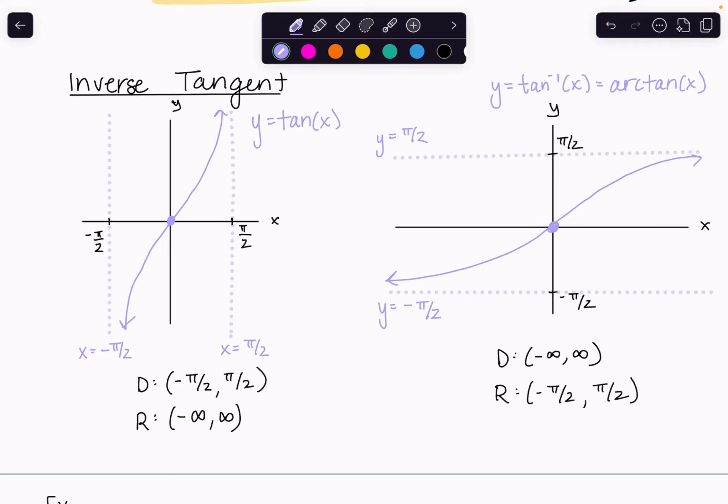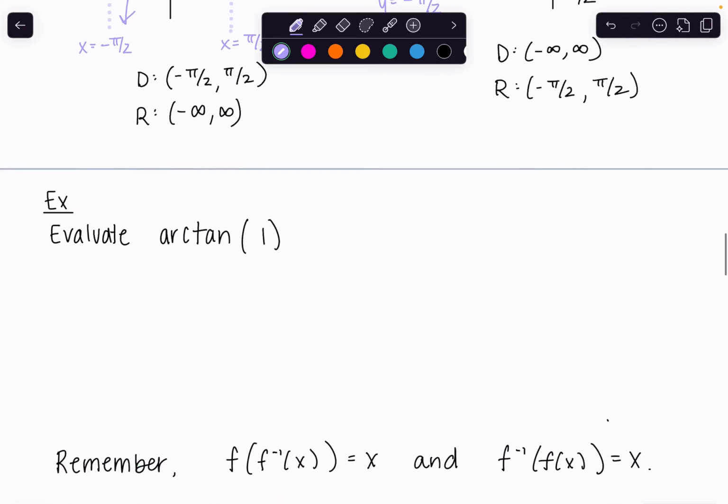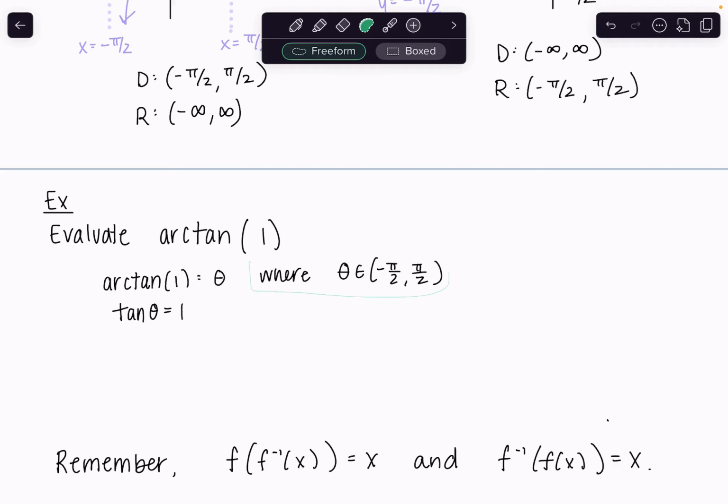So let's try some examples. We're going to do one of these and then we'll look at our identities. If I want to evaluate arctangent of 1, again, this is going to be an angle in the interval negative pi over 2 to pi over 2. That's the same thing as asking, where does tangent of theta equal 1 over this particular interval?